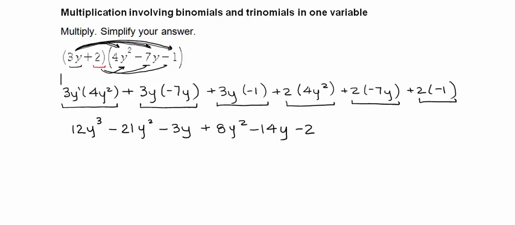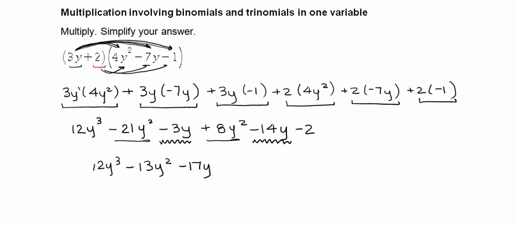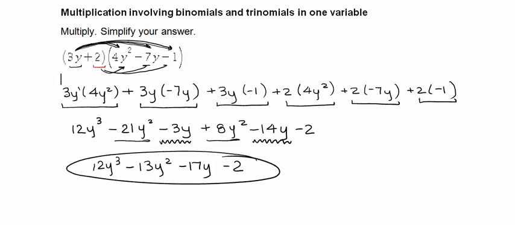So now the next thing I do is see if I can find any like terms. I have a 12y cubed. I don't see anything else here. Then I see a negative 21y squared plus 8y squared gives me a negative 13y squared. Then I have a negative 3y minus a 14y, so that gives me a minus 17y. And then I simply have a negative 2 left. So that's my answer.